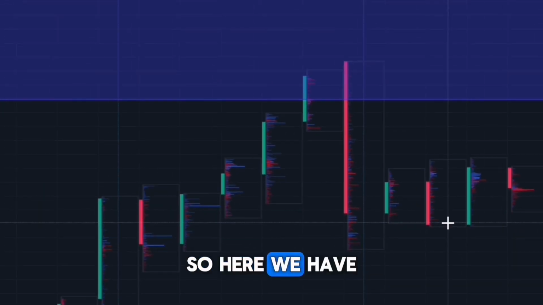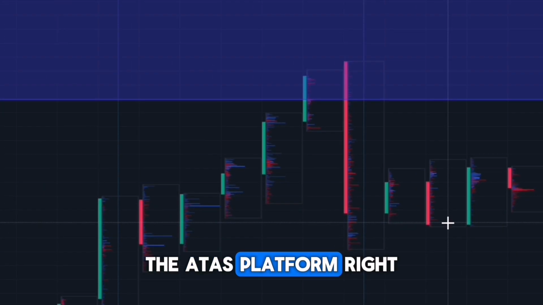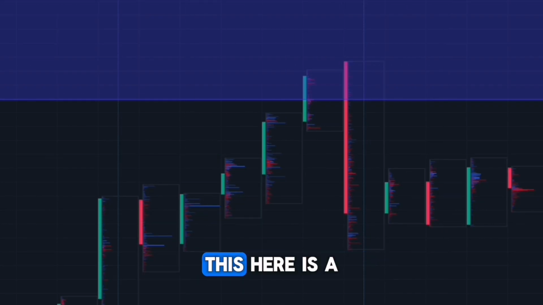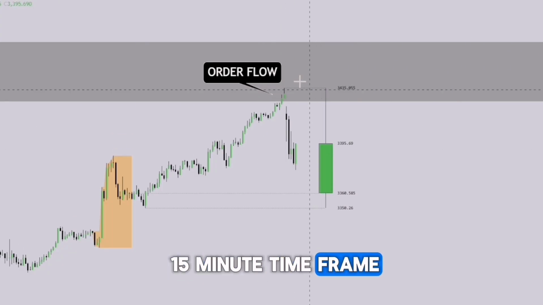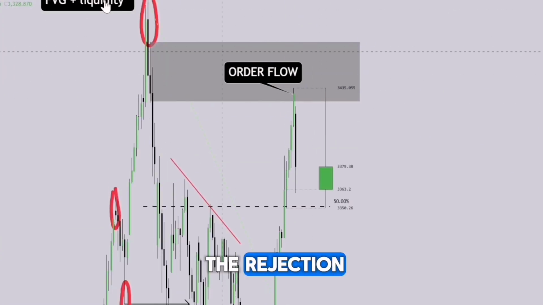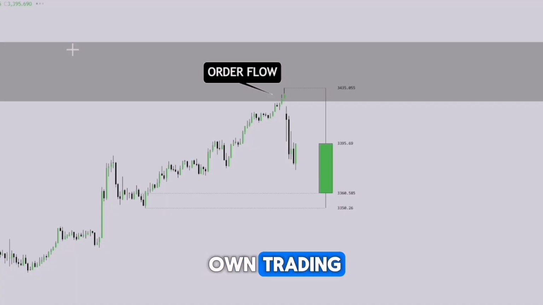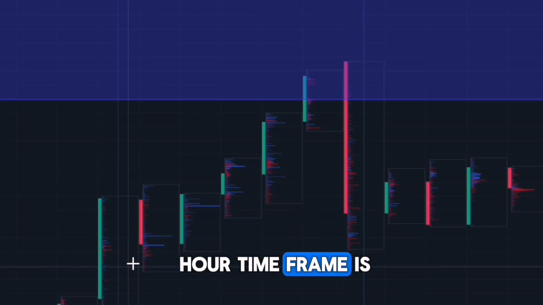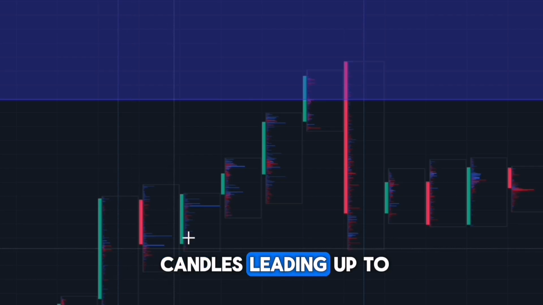Okay, brilliant. So here we have the order flow, the ATAS platform. This is where we can see the same candles. Just to give you some context, this here is a 15-minute time frame, and this is now the 4-hour time frame. This is the rejection. We're going to be studying the rejection and how you can apply this to your own trading. If we go to the ATAS platform, what you want to understand here on the 4-hour time frame is you want to see the candles leading up to the zone.